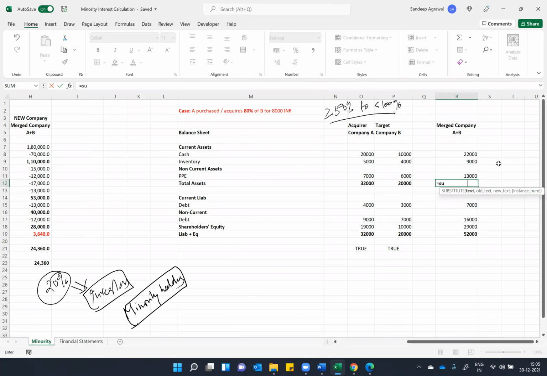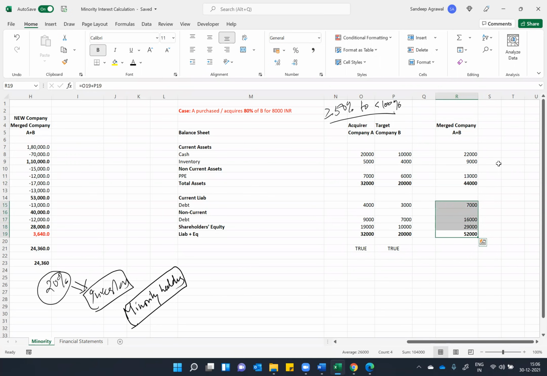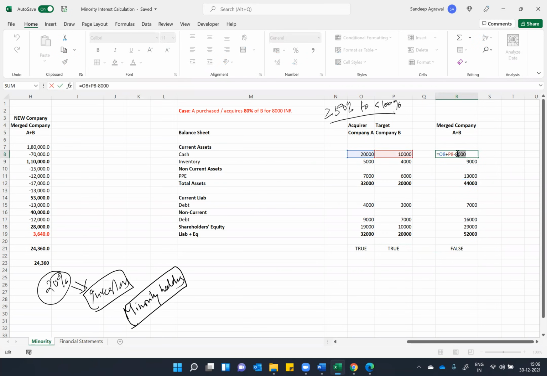And I will just check the total that I received, which is 44,000. So the total asset side reduced by 8,000, and we also have to reduce the liability side by 8,000 so that it becomes a matching case. Right now it is not matching: 44,000 and 52,000. We have reduced 8,000 here because you purchased company B for 8,000.